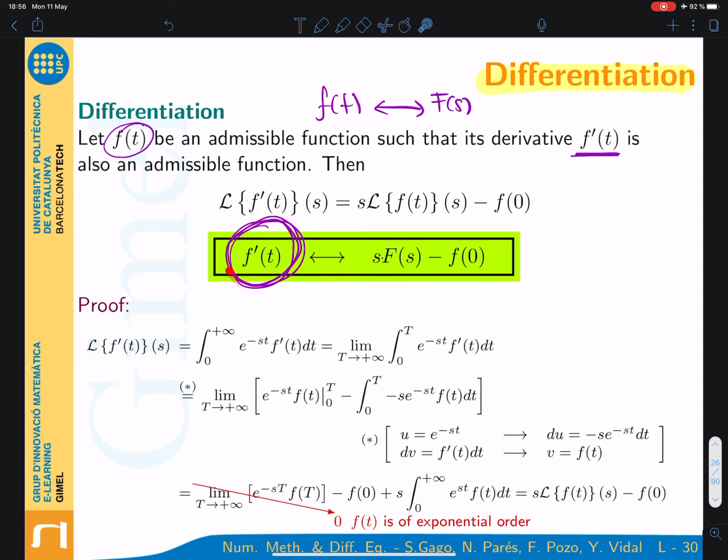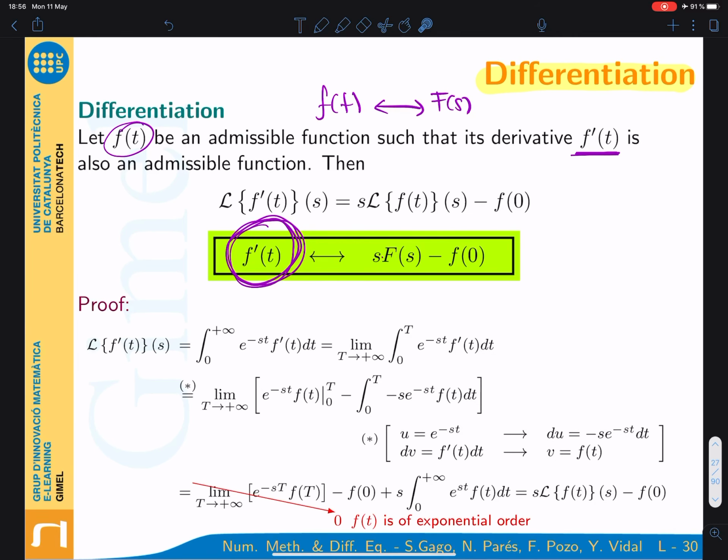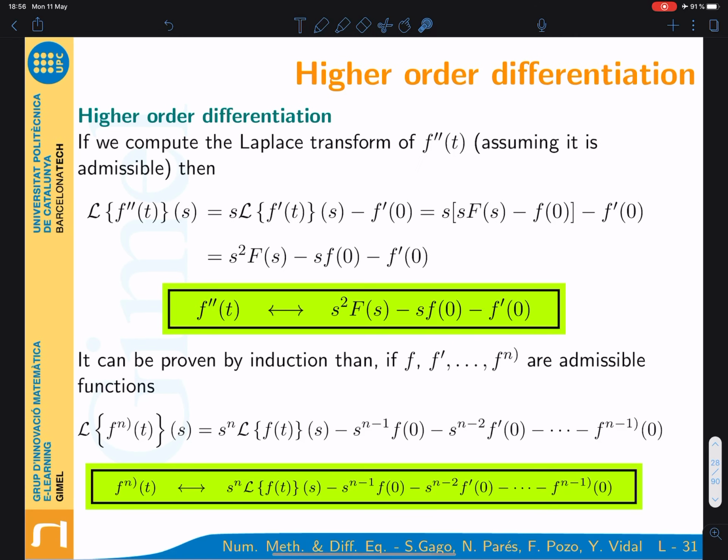What in the time domain is taking the derivative, in the frequency domain is just multiplying by s. That's going to be a very important property that will make differential equations very easy to solve with this powerful tool that is the Laplace transform. You can check the proof, okay? It's pretty easy to follow, and I will just go straight to the property for higher derivatives, okay?